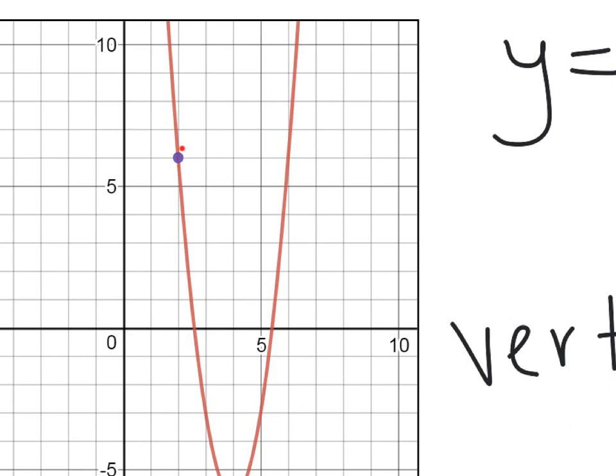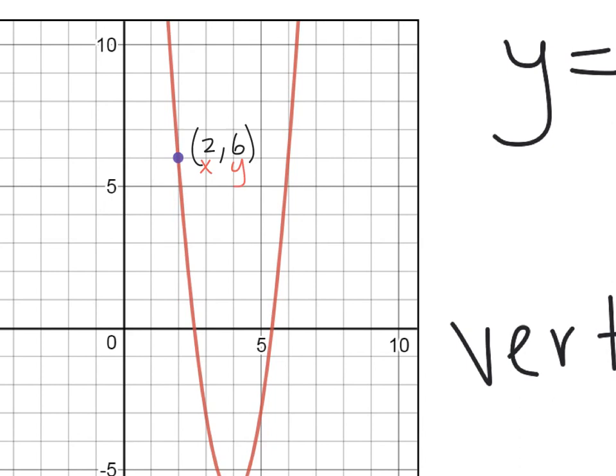So the coordinates of this blue marked point, if I read my scale, the x value would be a 2, and the y value would be a 6. So I'm going to put that in here. This is 2 and 6. So remember, the first number represents an x value, the second number represents a y value.